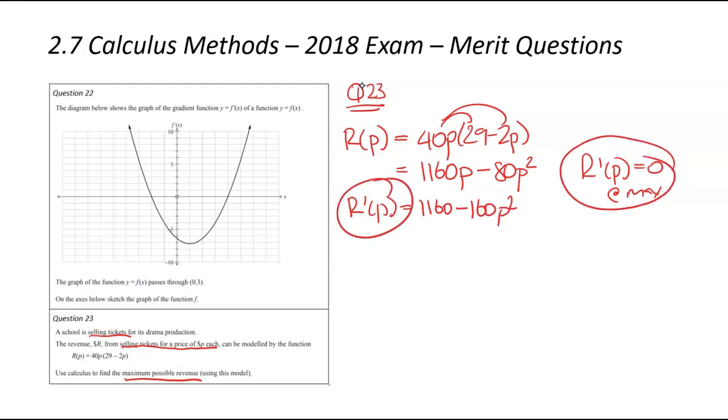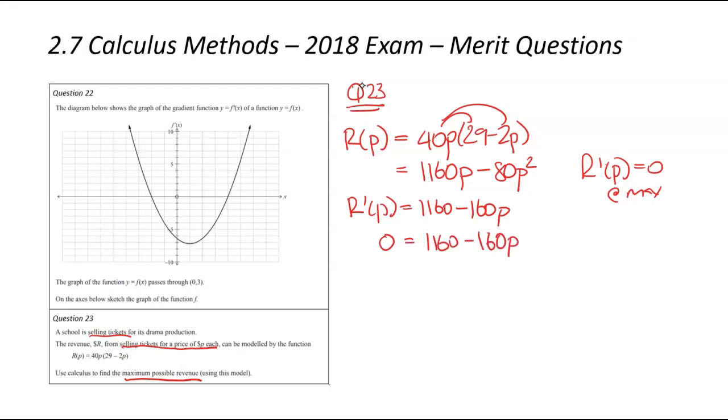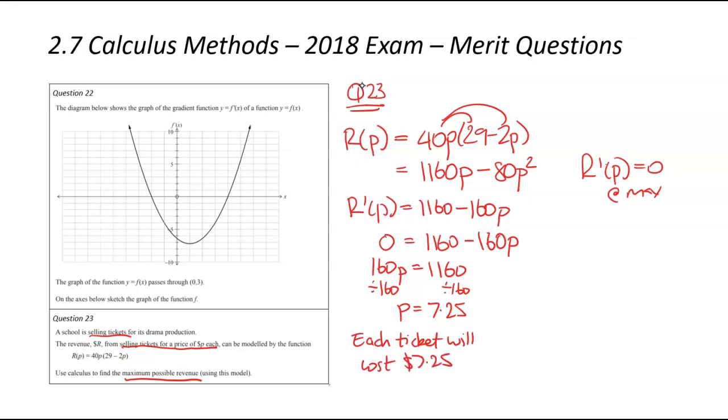I'm now going to substitute to find out what that value for p will be. 0 is equal to 1160 minus 160p. So 160p is equal to 1160. We divide both sides by 160, and p is equal to 7.25. So what this tells us is each ticket will cost $7.25.